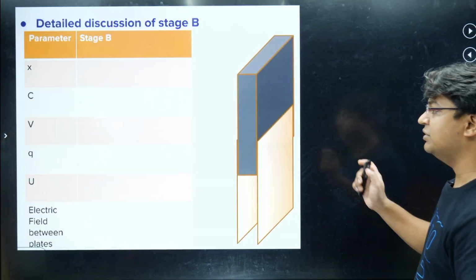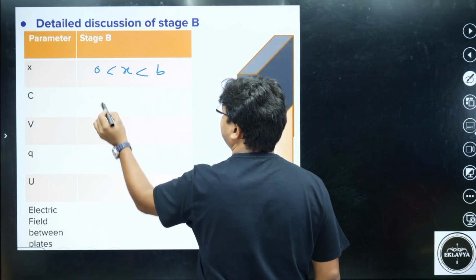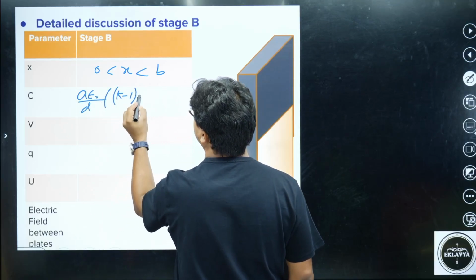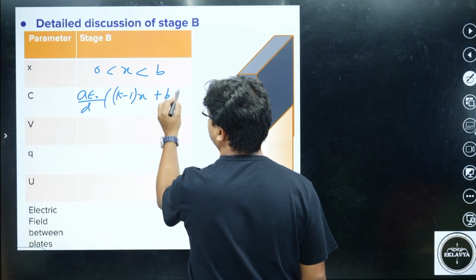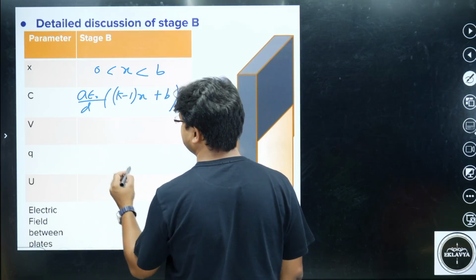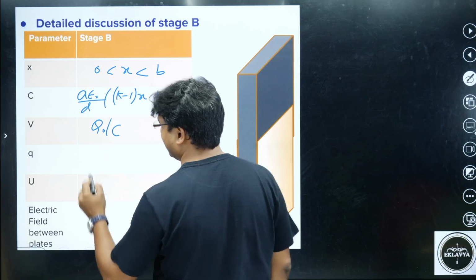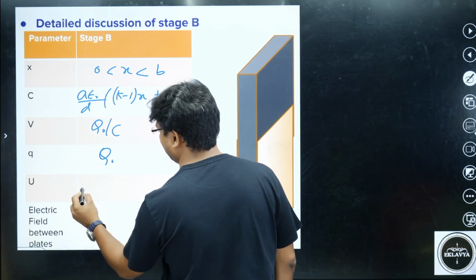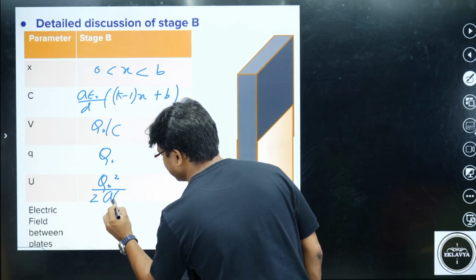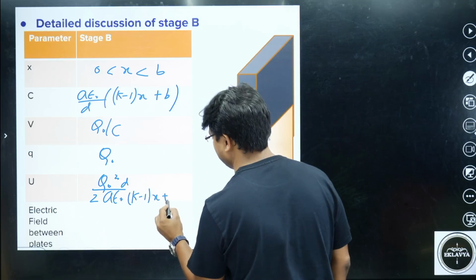If we talk about situation B, the X has got a general value between 0 and B. Capacitance is again A epsilon naught by D, and then K minus 1 into X plus B. That is the capacitance. Potential difference, we wrote as Q naught by C. C will be this, so the potential difference will become a function of X. Charge will remain Q naught. So the energy is Q naught square by 2C. C is A epsilon naught by D, so D will go in the numerator, with K minus 1 into X plus B.